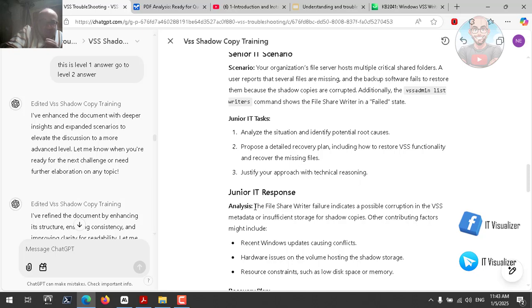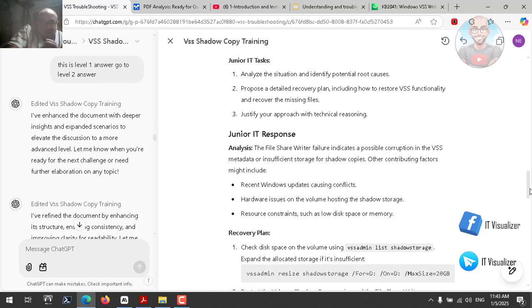Junior IT response: analysis. The file share writer failure indicates a possible corruption in the VSS metadata or insufficient storage for shadow copies. Okay, so the file share writer failed. Why is that? A possible corruption in the VSS shadow copy maybe, or we don't have sufficient storage. Other contributing factors might include a recent Windows update causing conflicts. That can be a reason.